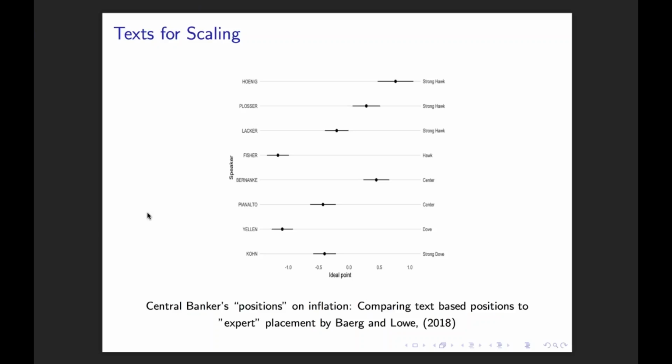And by looking at that graph, you can see that for the most part, we recovered the same type of estimates as the expert placement, with the exception of a couple of people. So with ex-chairman Ben Bernanke, we put him slightly more to the right, or inflation hawkish, than the expert placement. And for President Fisher, we put him much more to the left than experts had placed him before.